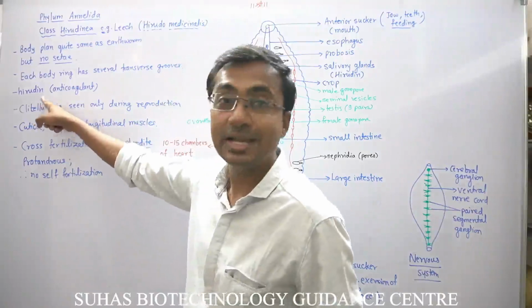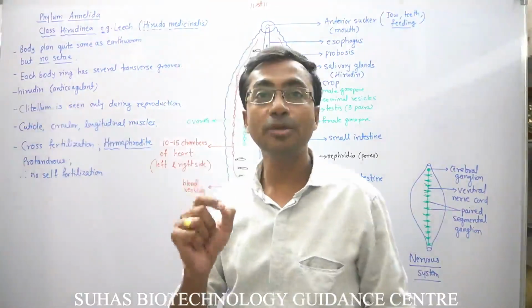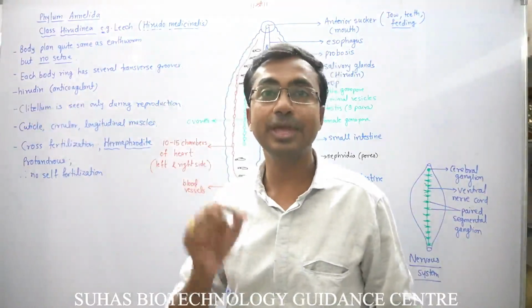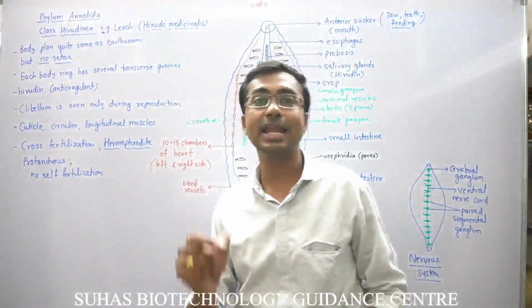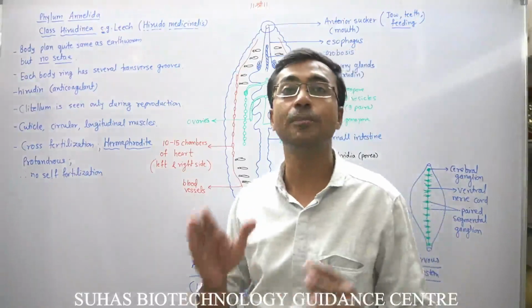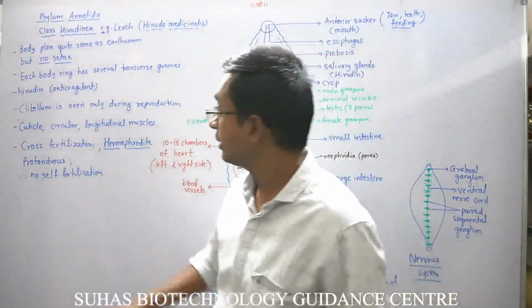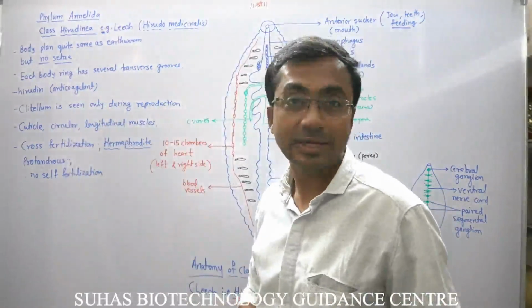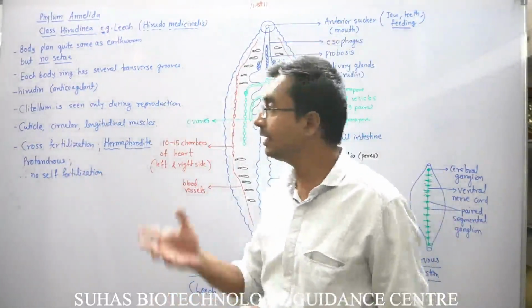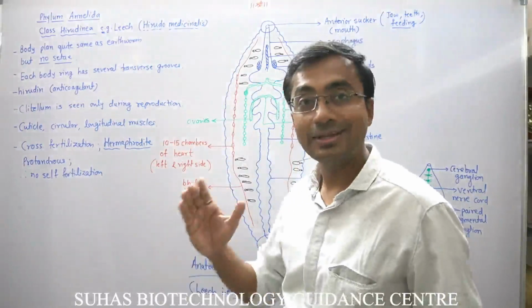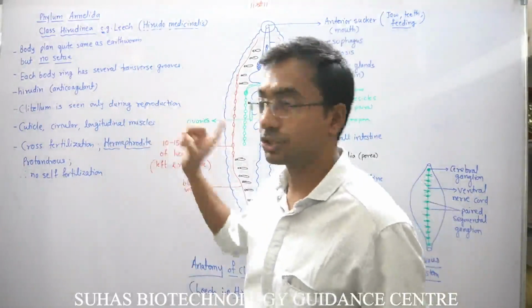Then hirudine, that is an anticoagulant, is secreted. The modified form of hirudine, the chemically synthesized form of hirudine, is heparin. Heparin is an anticoagulant which is generally used in the pathology laboratories. Clitellum is seen, but whereas clitellum is always present in earthworm, in leech clitellum is only seen during reproduction.